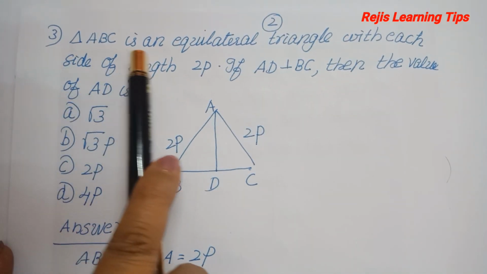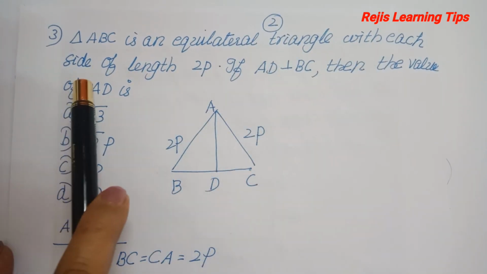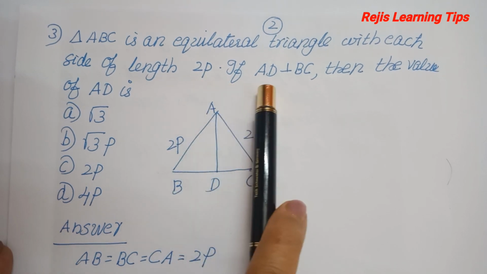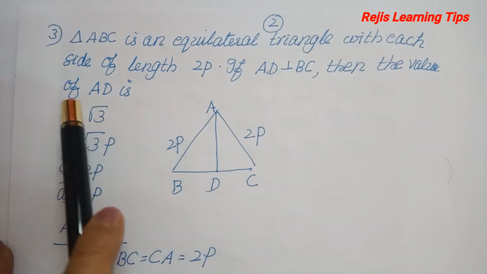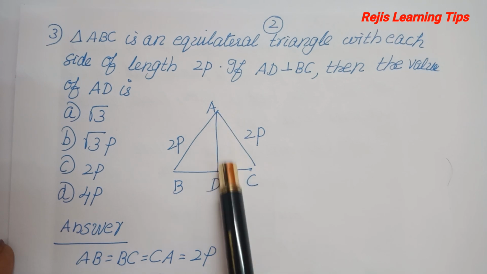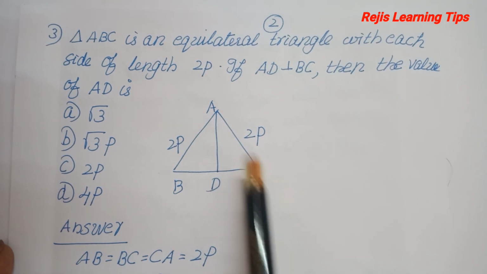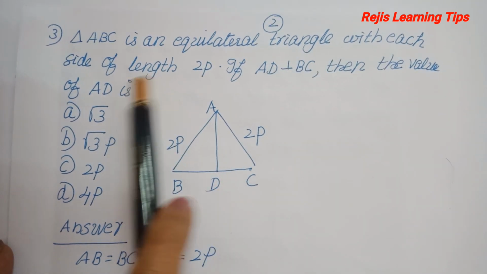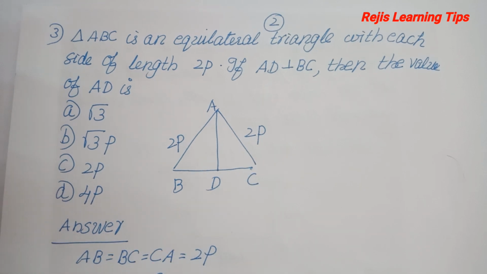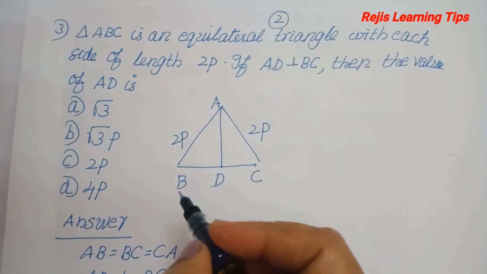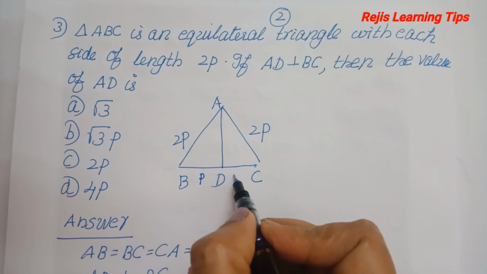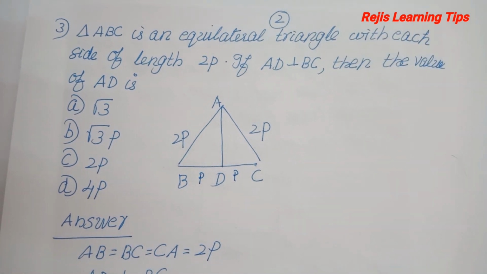Then third question. Triangle ABC is an equilateral triangle with each side of length 2p. If AD is perpendicular to BC, then the value of AD is? Triangle ABC is an equilateral triangle of side 2p, so AB, AC and BC are 2p. So, BD is equal to p and DC also p.